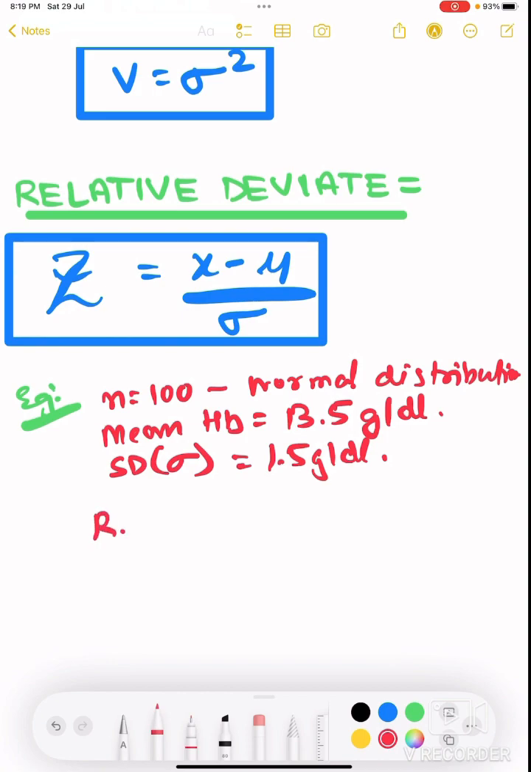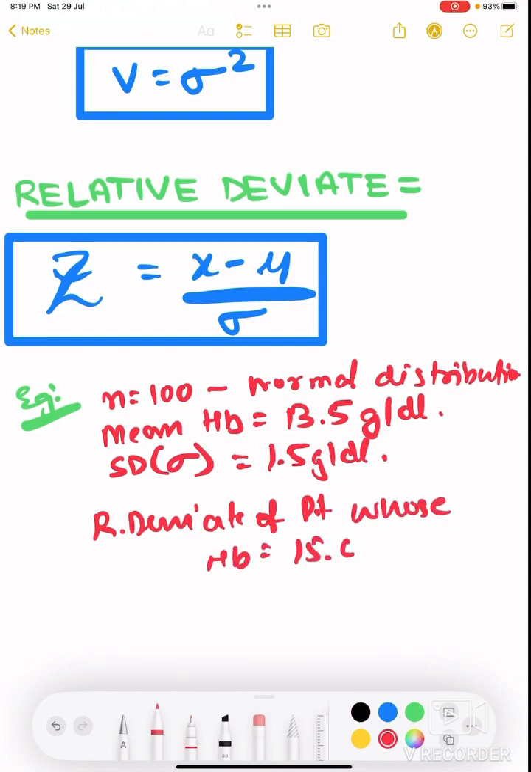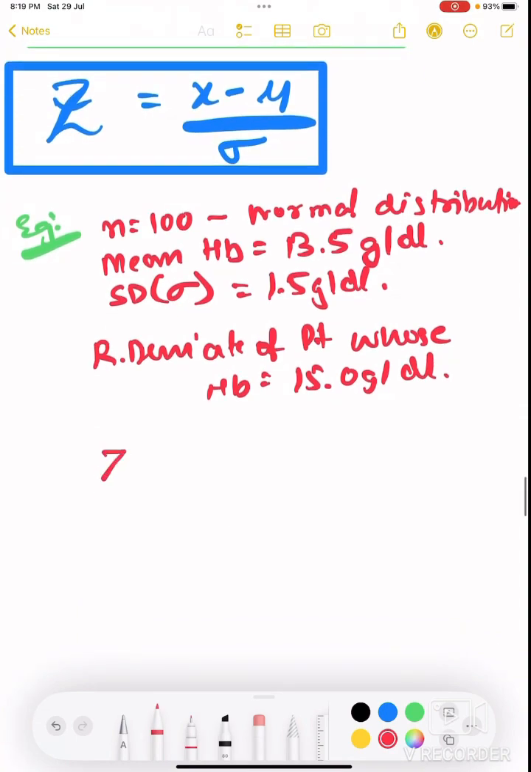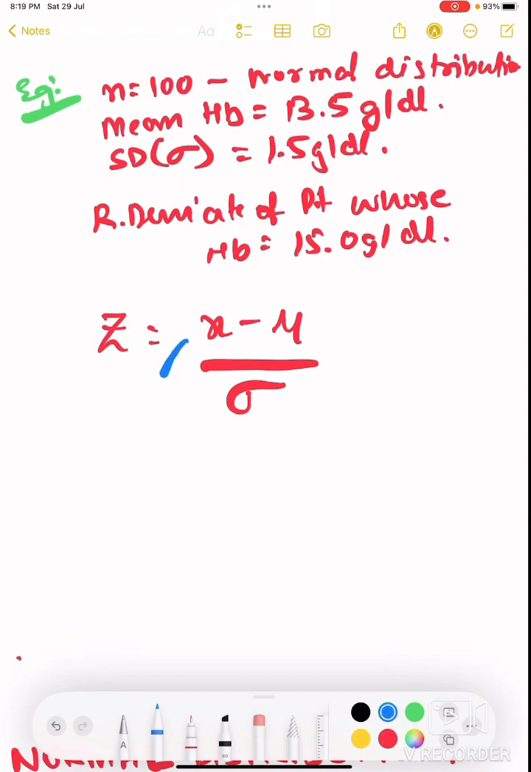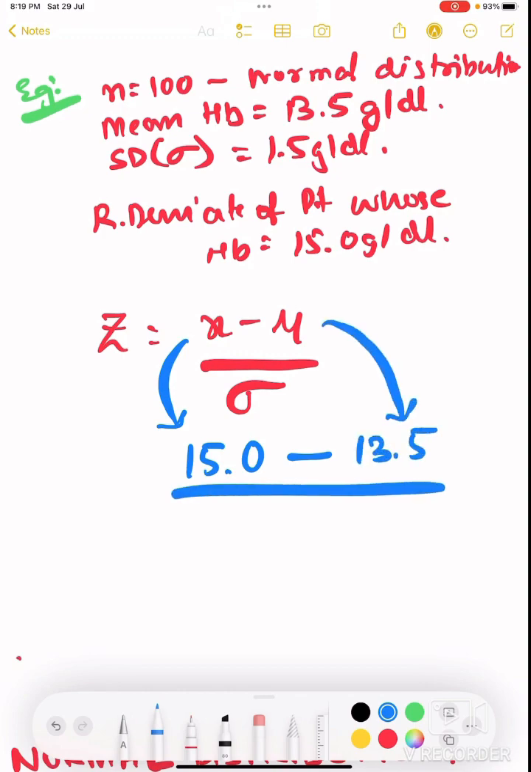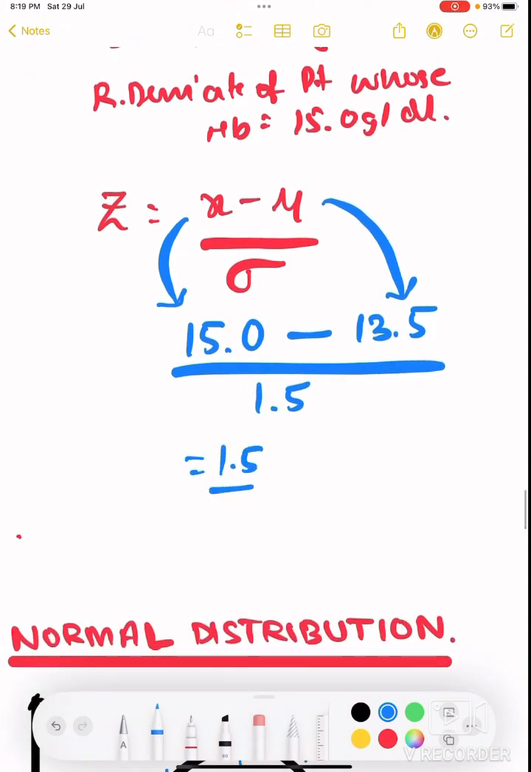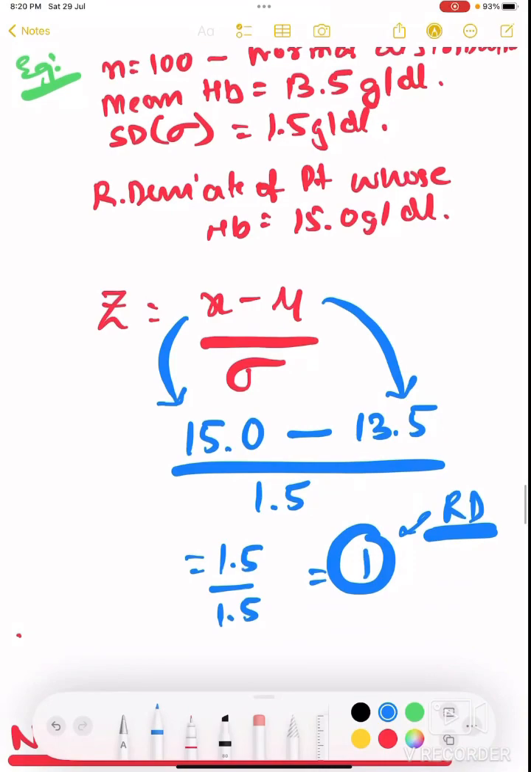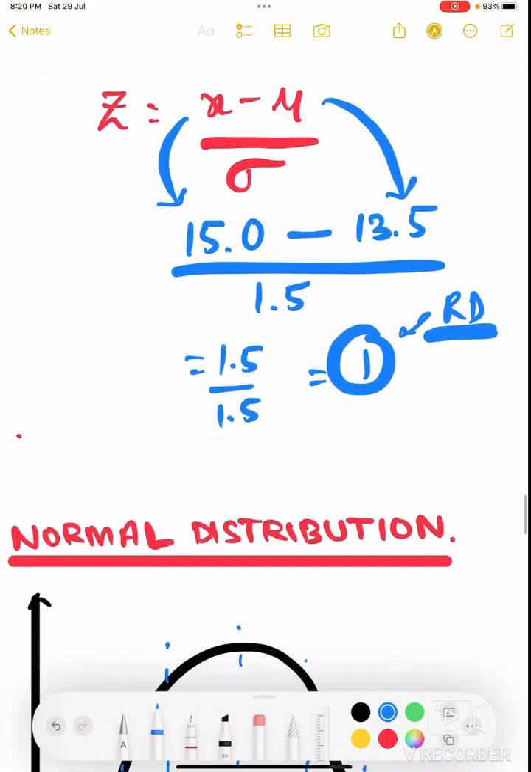Now you have to find the relative deviate of the patient whose hemoglobin level is 15.0 gram per deciliter. So what is the formula? It is x minus mu by standard deviation. Now what will be x? X is 15, because for this particular value you have to find it. Mu is mean, already told you mu is 13.5, given in the question, and standard deviation is 1.5. So it comes out to be 1.5 divided by 1.5 is equal to 1. So your relative deviate is 1. For a person whose hemoglobin is 15, his relative deviate will be 1.